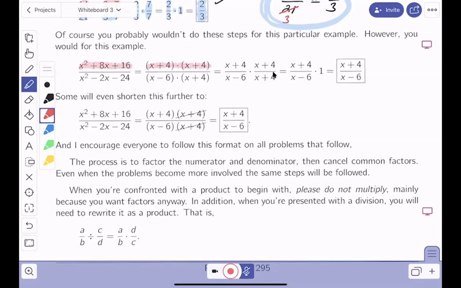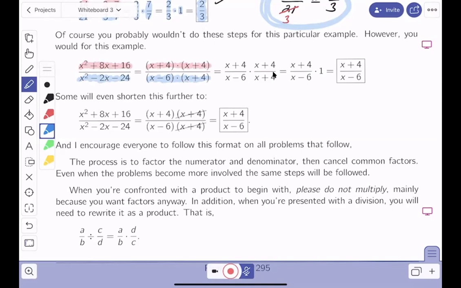right? And that factors to x plus 4 times x plus 4, because x times x is x squared, 4x and 4x is 8x, and 4 times 4 is 16. And you're going to factor the denominator, and that factors as well. And what do you get over there? Well, you get x times x is x squared. 4 minus 6 is minus 2x. That looks good. And you get minus 24.